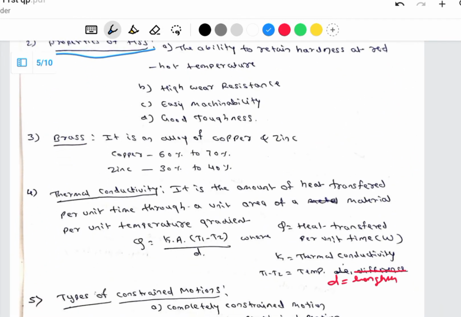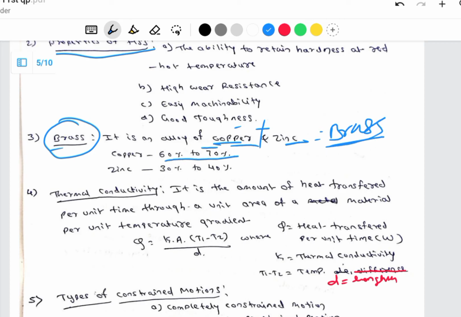Here the property is the mixture of brass. It is made up of copper and zinc especially. Brass is an alloy. When you mix these two, it will form brass. Copper is 60 to 70% and zinc is 30 to 40%, depending upon the composition required. Both the elements are mixed here. If you mention the composition of brass, you will get 3 marks.